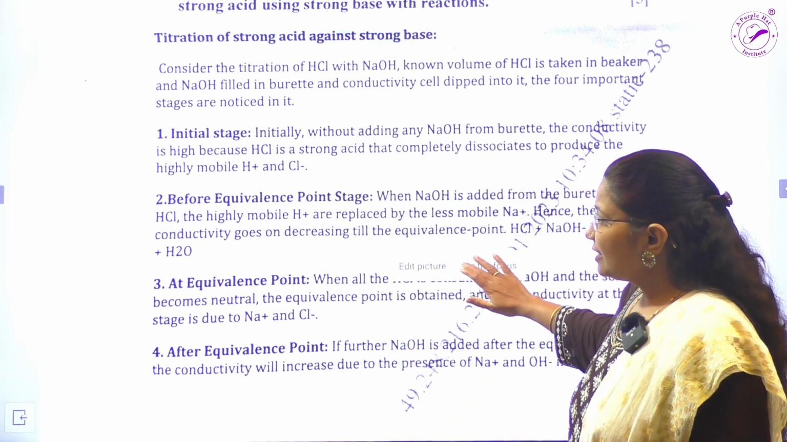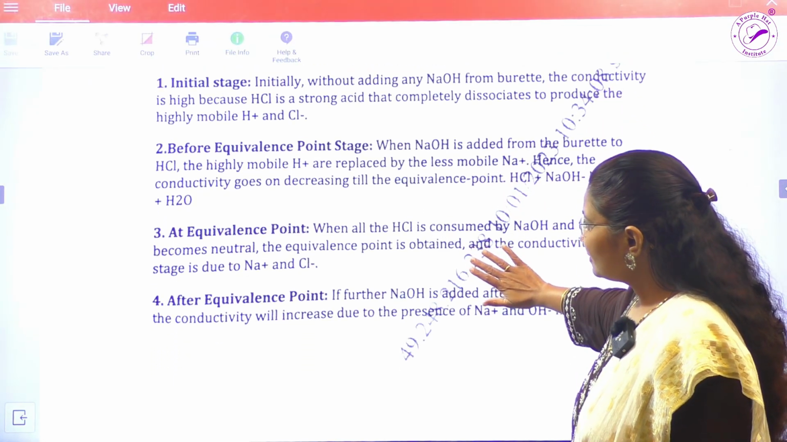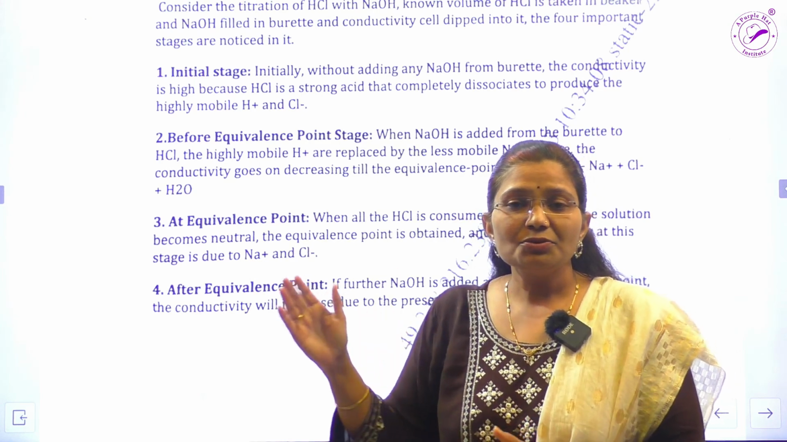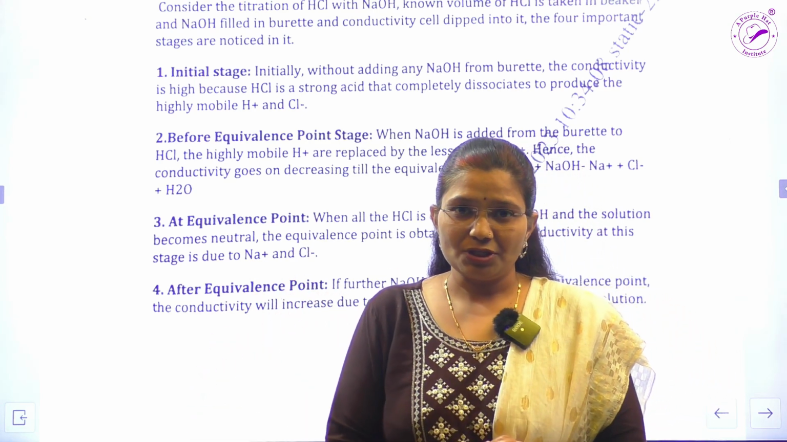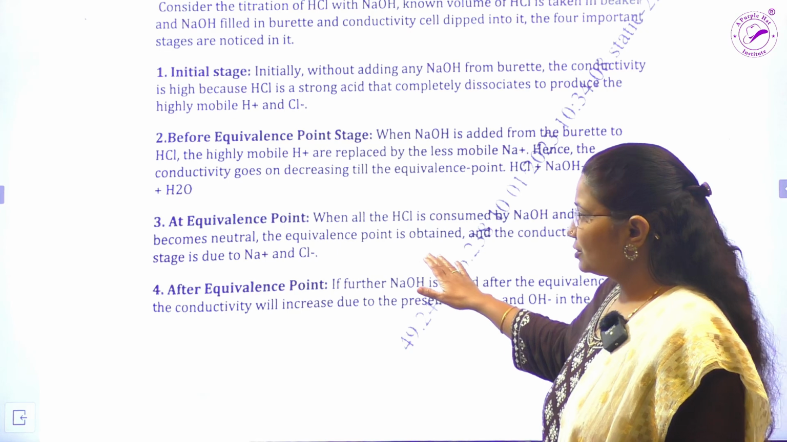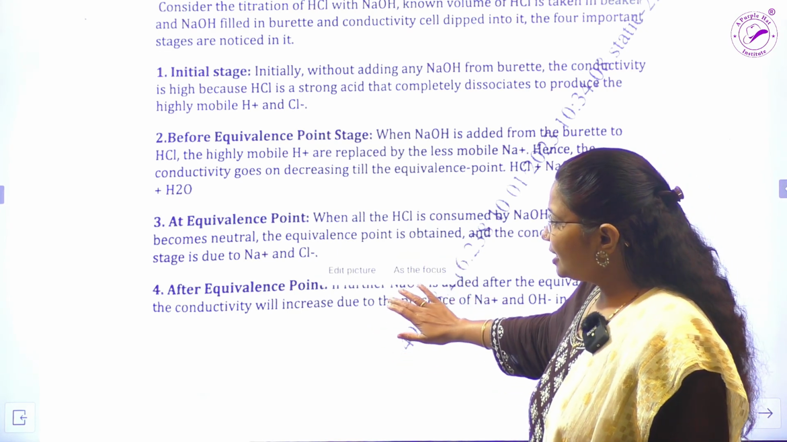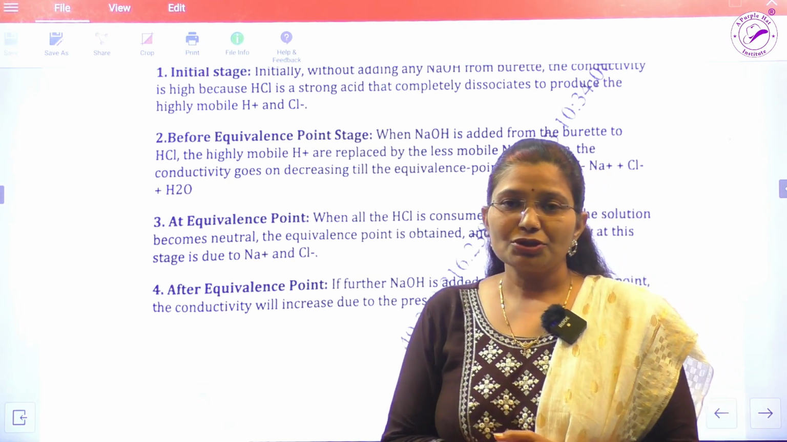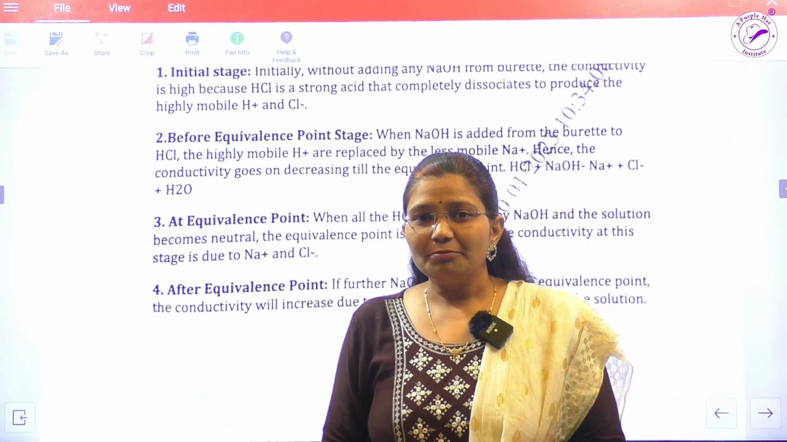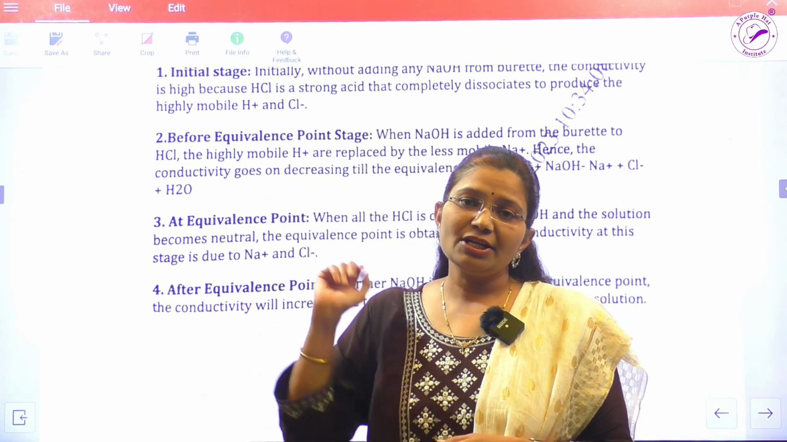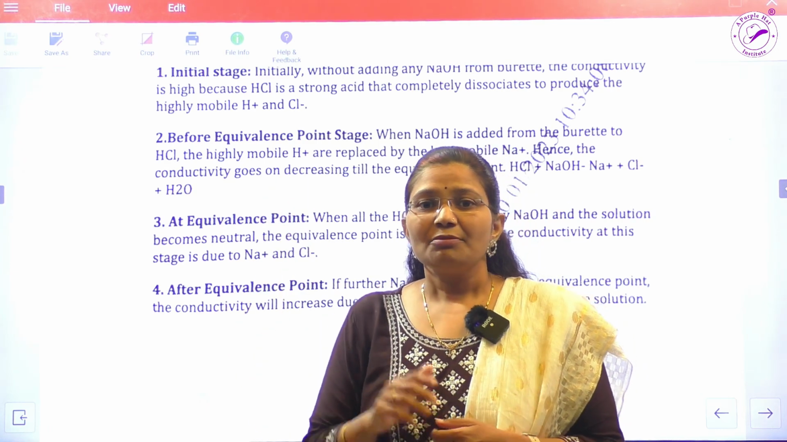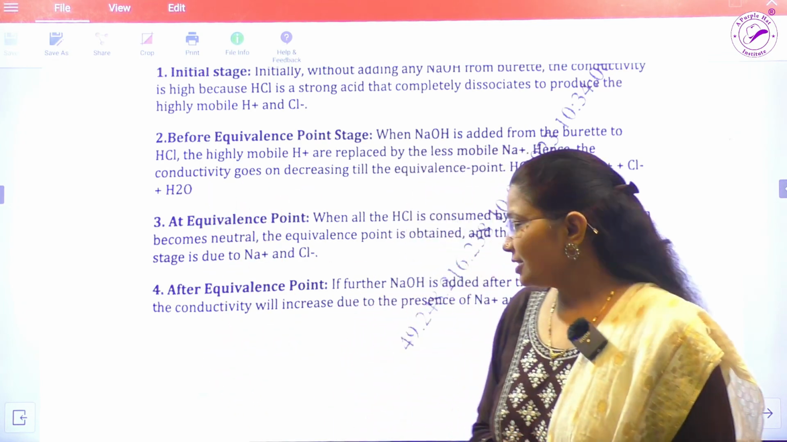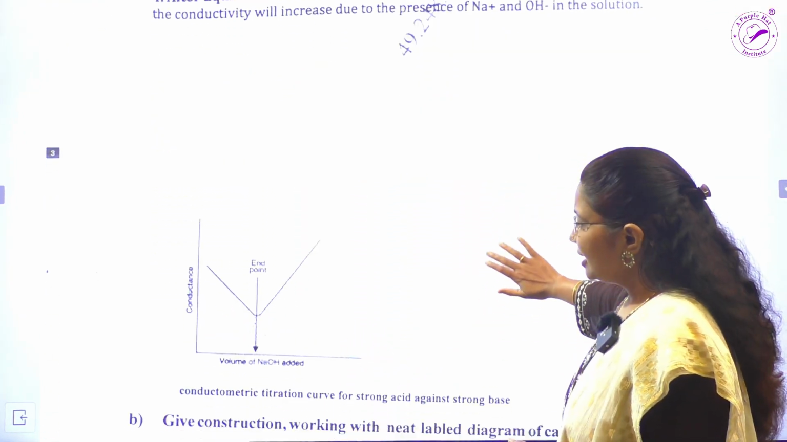And at the equivalence point, all the HCl is neutralized with NaOH solution and the solution becomes neutral. After the equivalence point, if we add further NaOH solution, then because of the NaOH, that is the strong base, the conductance is going to increase. So here you can see the graph.